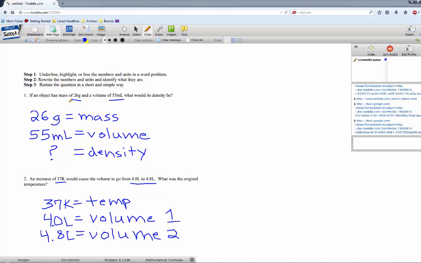Now step 3, restate the question in a short and simple way. Where's the question? What was the original temperature? So what I'm looking for, my question is, what was a temperature? And since I already have one temperature, this is going to be my temperature 1, and this is going to be my temperature 2.